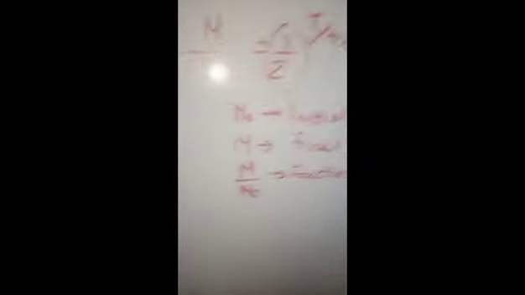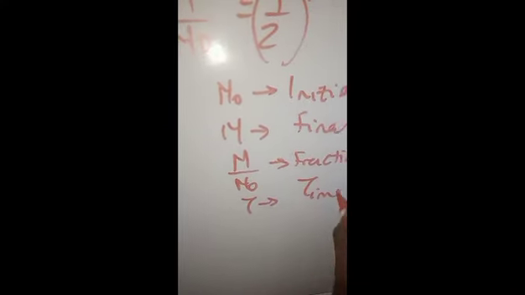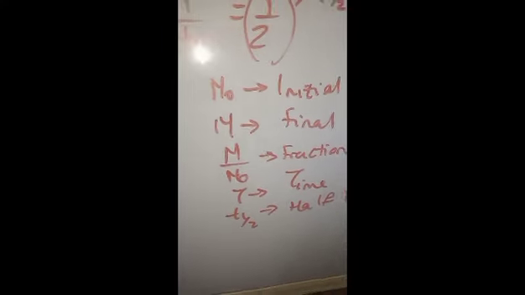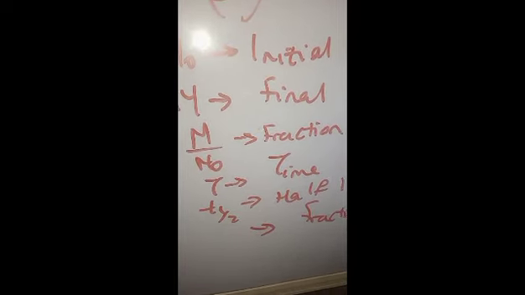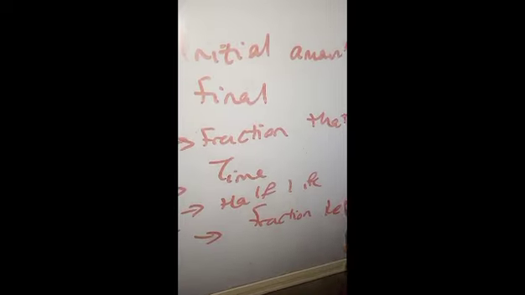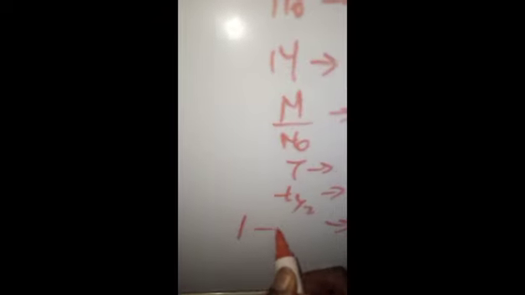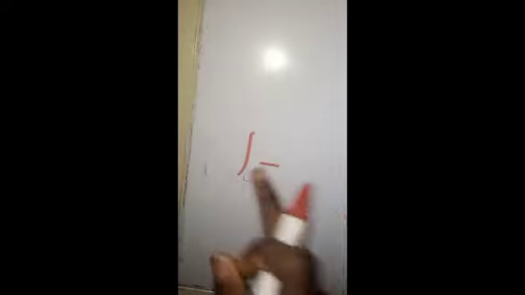Please never forget this. T is your time. T half is your half-life. Some questions may ask what fraction is left, that is, the fraction that is undecayed. The fraction left will be 1 minus N over N naught. N over N naught is the fraction that decayed, so the fraction left is 1 minus the fraction that decayed. Please take note of that.